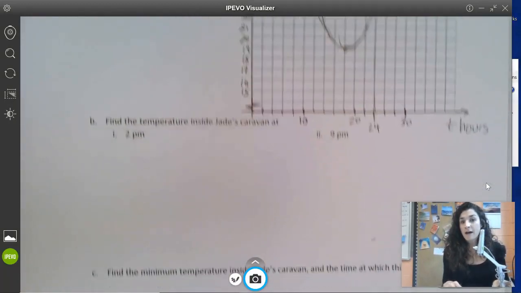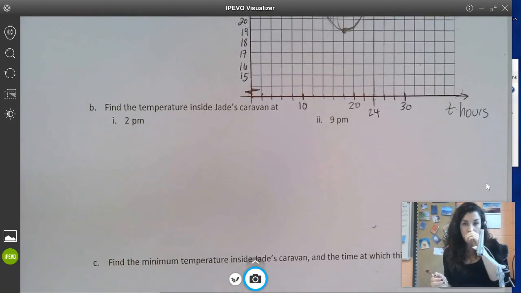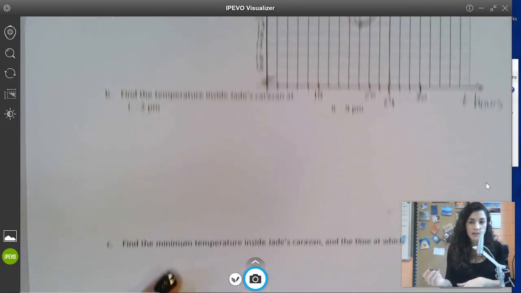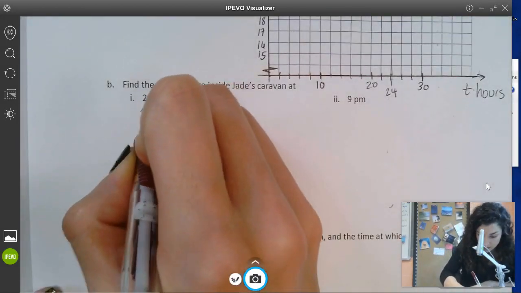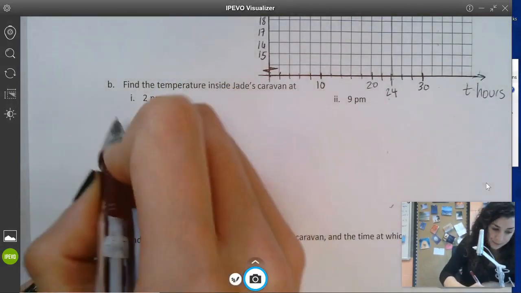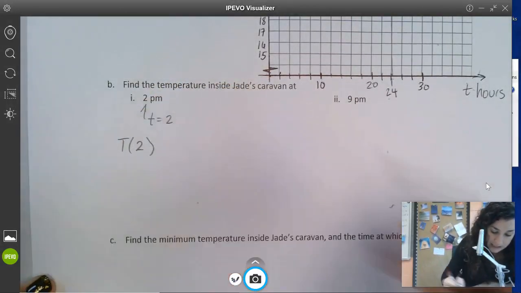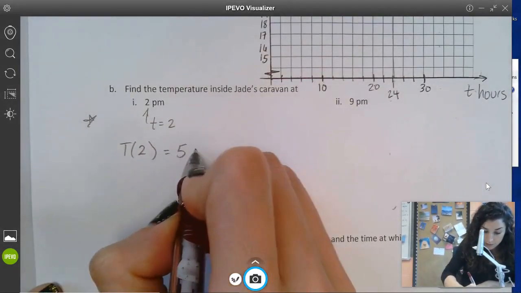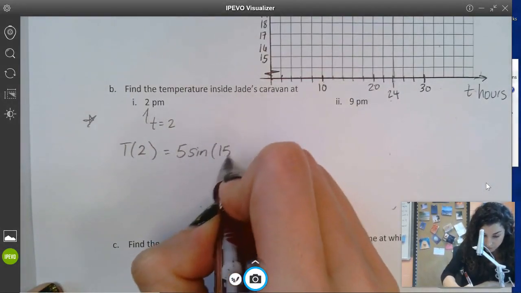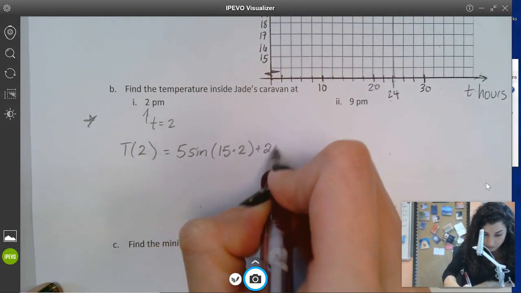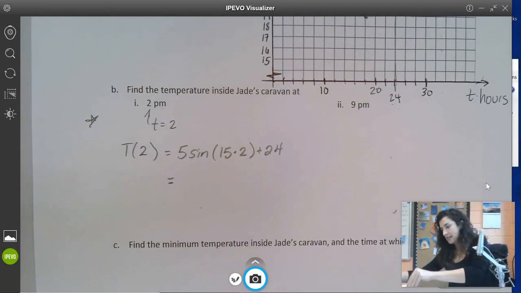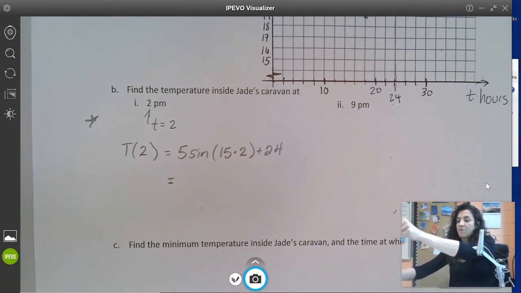It then said to evaluate. We want to find the temperature inside Jod's caravan at 2 p.m. That is 2 hours after noon. Remember that T is time after noon. So I say, okay, that means T equals 2. Go ahead and find T of 2 for me. It ends up being exactly 26.5.